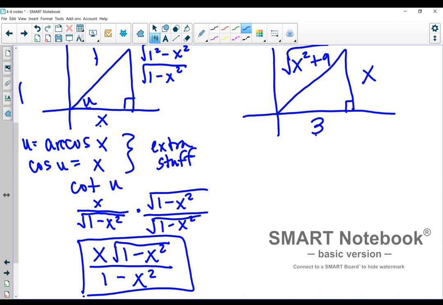Now I need to do the tangent. And I could call this u, I could call this theta. And so my tangent is going to be my y over my x. And when I say y, I mean vertical side, not the one labeled y, because there isn't one labeled y. So my y side is actually called x, and then my x side is 3. So that's going to be x over 3. So again, be really careful on these just because of the sides and the way we're labeling them.